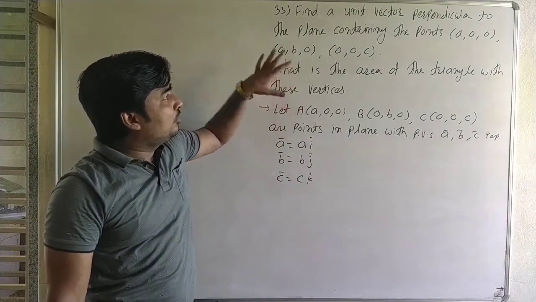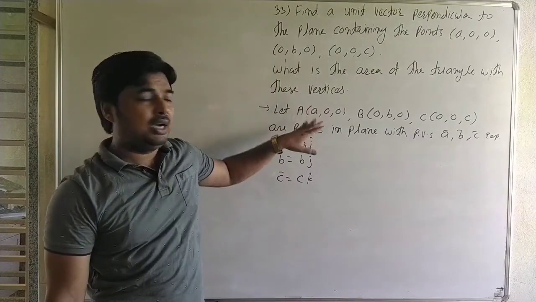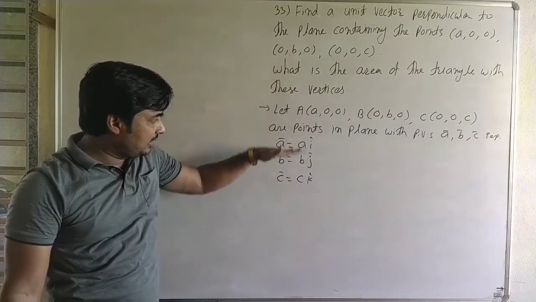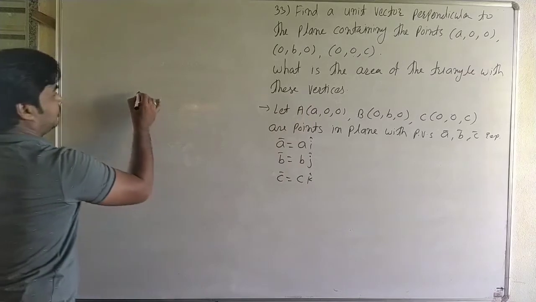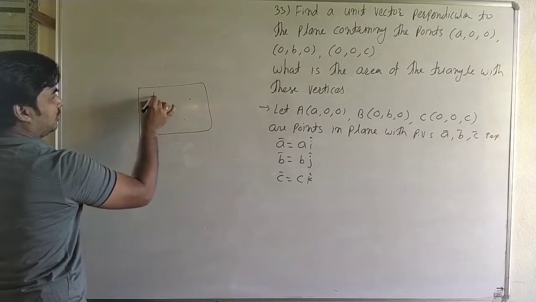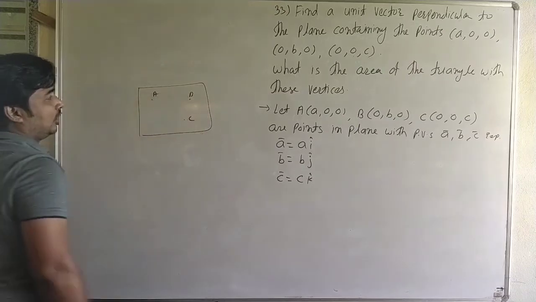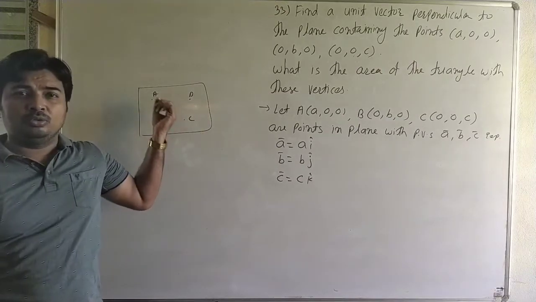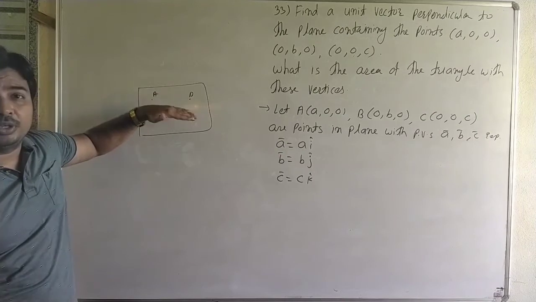Now we find the unit vector perpendicular to the plane containing these points. Suppose here it is a plane containing these 3 points A, B and C. We find the unit vector perpendicular to the plane containing these points.